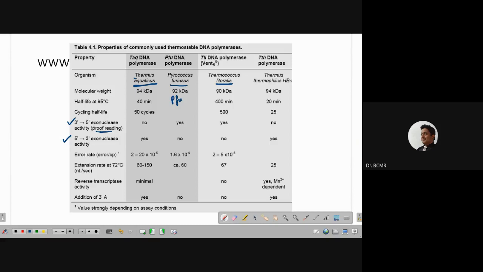That means if it made a mistake, it can go back and remove the base that has been wrongly added. So proofreading: if I were to clone and polymerize a large fragment, then I better use the enzyme that has proofreading activity, because Taq polymerase also makes mistakes, about 1 in 1,000 or 10,000 bases. That means if I'm cloning a gene, I might be getting a mutated one. So if I am very clear about sequence and cloning experiments, I better use something that has a proofreading activity like this.